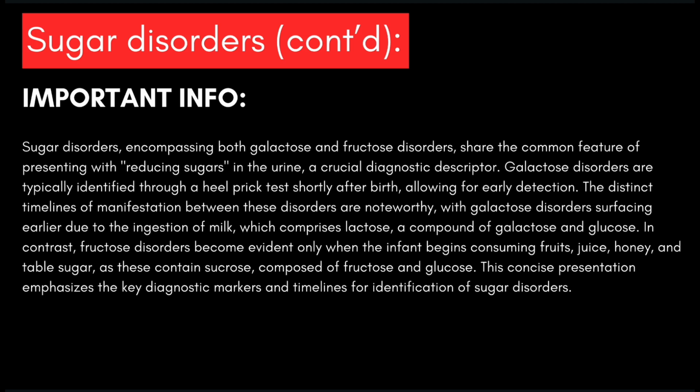The distinct timelines of manifestation between these disorders are noteworthy, with galactose disorders surfacing earlier due to the ingestion of milk, which comprises lactose, a compound of galactose and glucose. In contrast, fructose disorders become evident only when the infant begins consuming fruits, juice, honey, and table sugar, as these contain sucrose, composed of fructose and glucose. This concise presentation emphasizes the key diagnostic markers and timelines for identification of sugar disorders.